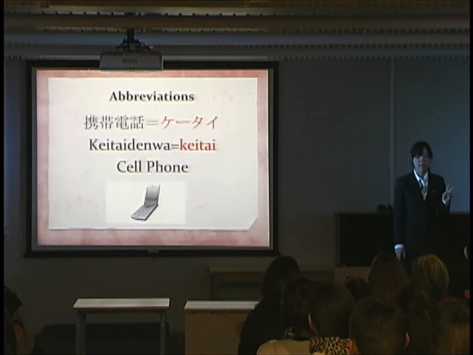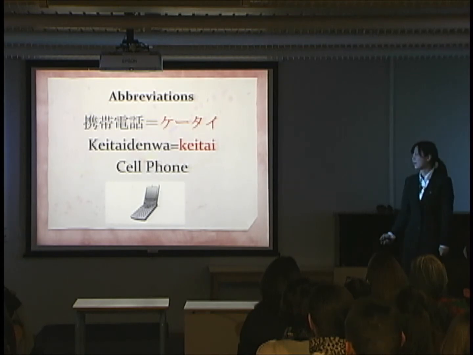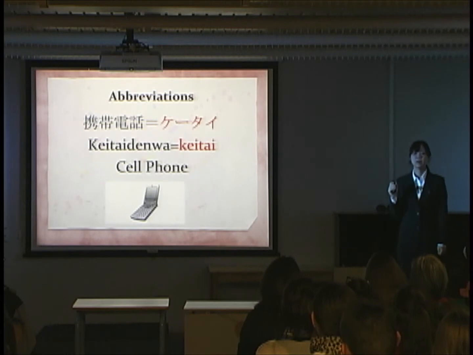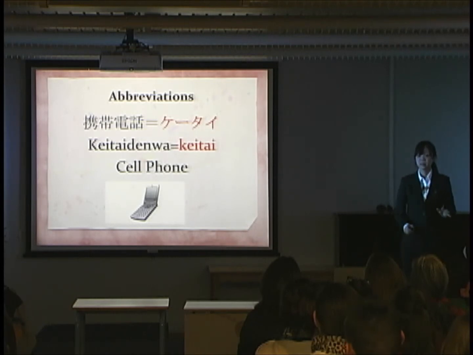Second, there are many abbreviations in the Japanese language. Here is an example. We have the word keitai denwa, which means cell phone. Nowadays, we call keitai denwa just keitai, removing denwa, which means phone. Young people make abbreviations, then the next generation learns that kind of abbreviation. Then they think that is the original Japanese word. That is the problem.